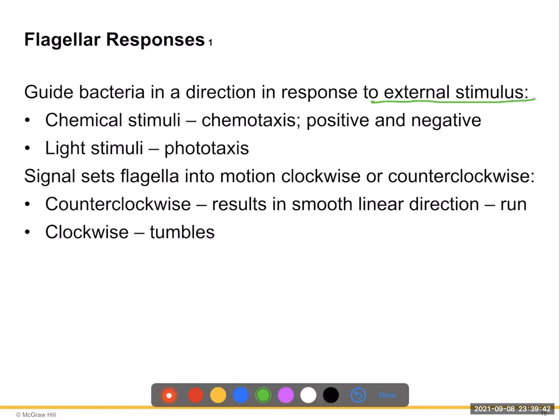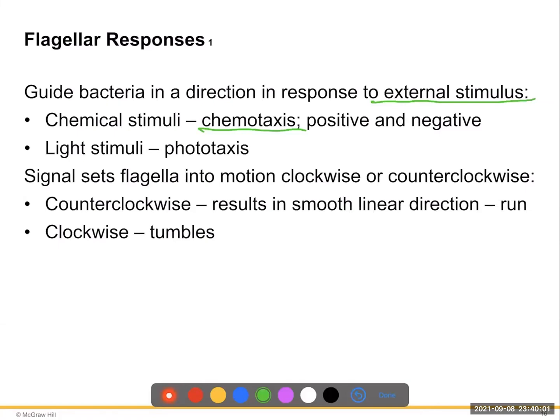So a chemical stimulus is chemotaxis. Chemotaxis is a gradient the bacteria senses, and it can follow that to a positive center. So it can attract bacteria, or it can be negative, right? Repelling bacteria. Something that is noxious to the bacteria.